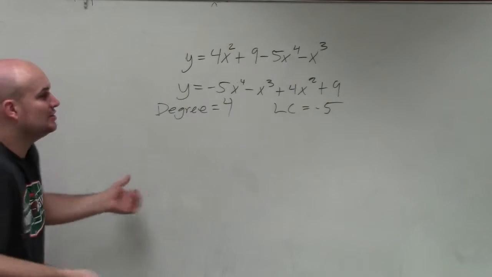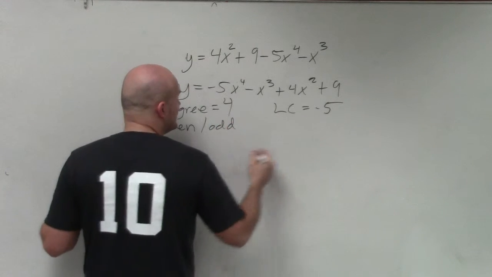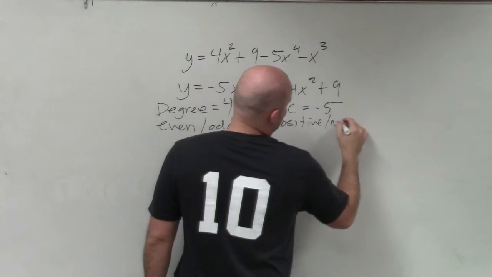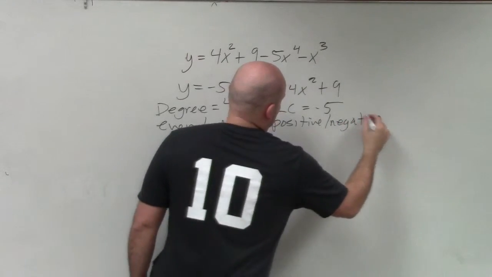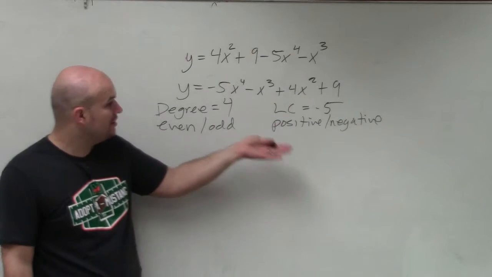Now, to determine end behavior, ladies and gentlemen, you don't need to write this in. But really, this is all you need to determine. Is your degree even or odd? Is your leading coefficient positive or negative? So once you write in standard form, you identify your degree and your leading coefficient. We just need to look at this.